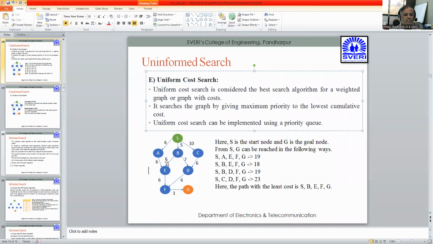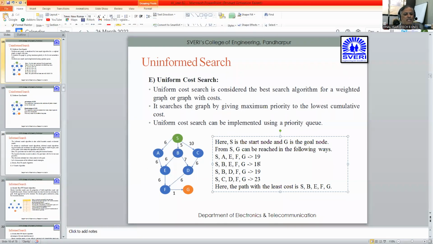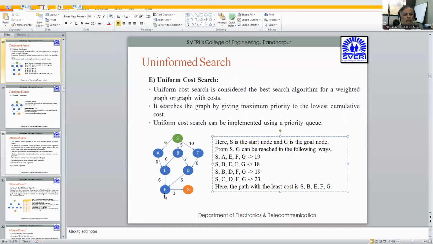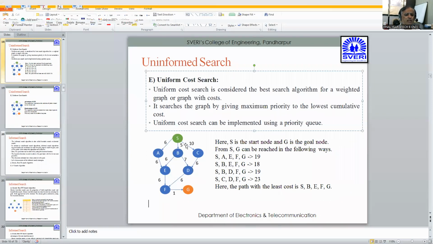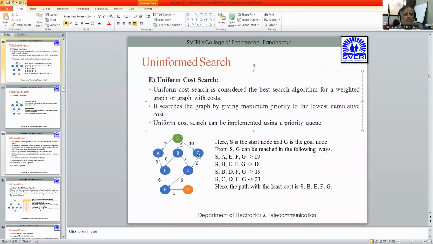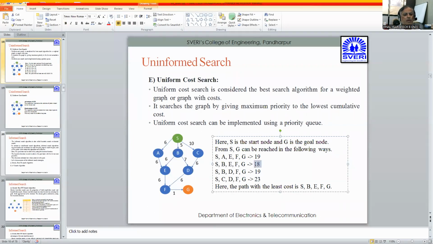So it will be 5 plus 6, 11 plus 6, 17 plus 1, 18. So this path will have the weighted cost of 18. The third path will be S, B, D, F, and G. So it will be 5 plus 7, 12 plus 6, 18 plus 1, 19. So again, there will be 19. And the last path will be S, C, then D, F, and G. So 16 plus 6, 22 plus 1, 23. So this will have the highest and this will have the lowest.